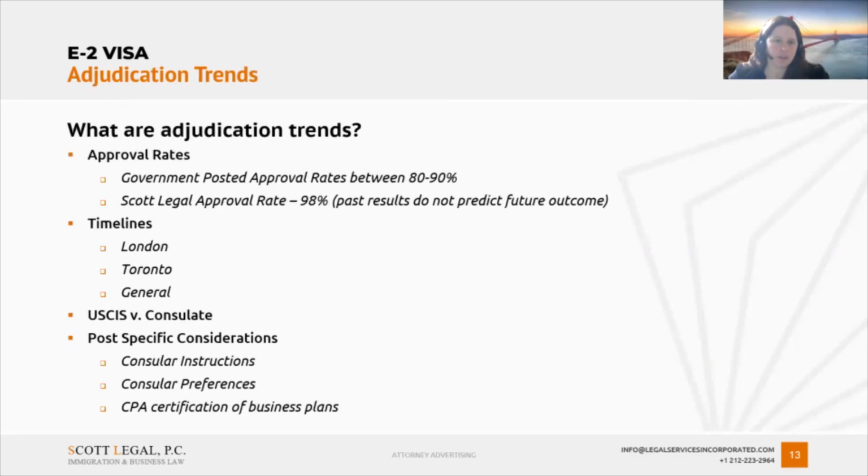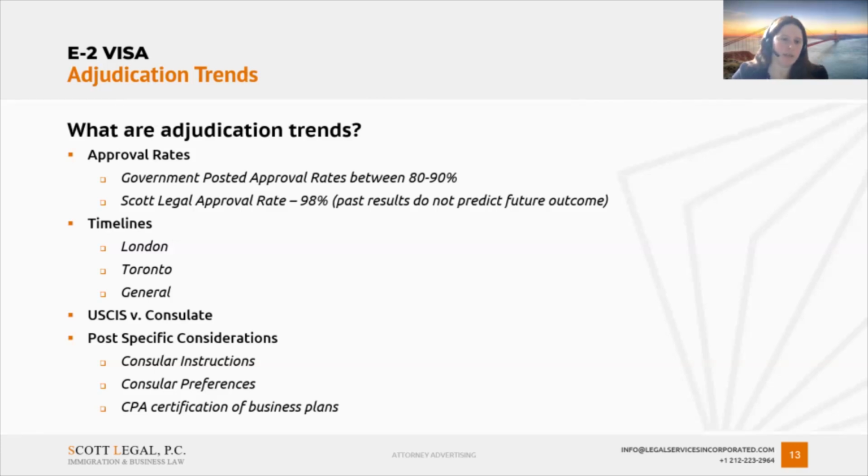All right, let's talk about some adjudication trends. So government posted approval rates are between 80 and 90%, relatively high for the E-2, and our approval rate is in the high 90s. Although, of course, past results do not predict future outcome. No one can ever guarantee that your visa or immigration benefit will be approved.